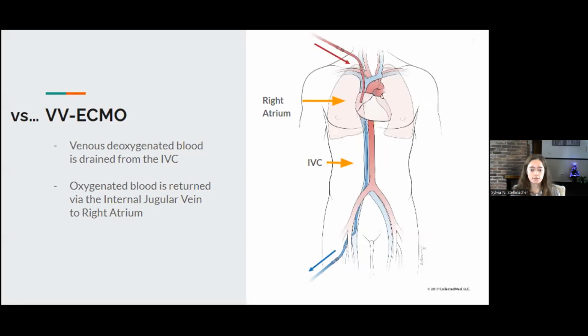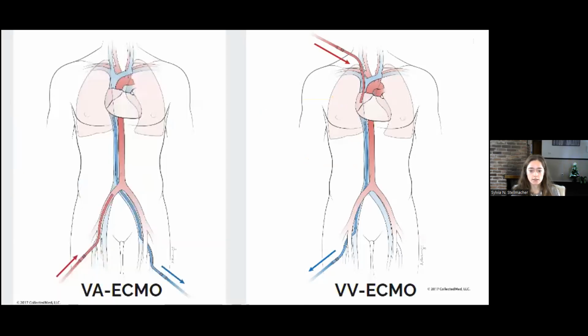The only real main differences between VA and VV ECMO in terms of their settings and management is that VA ECMO requires anticoagulation because of its setting in the arterial system. However, management in terms of temperature, the sweep gas, vent settings are all largely similar, though sometimes we use different vent settings for very sick patients. Here's just a comparison of the two systems so you can see them directly side by side.